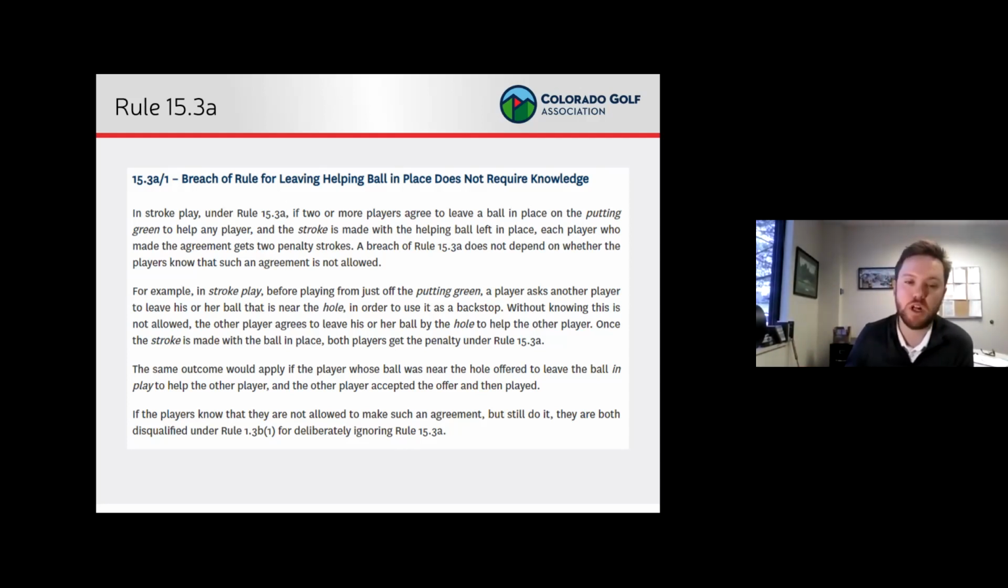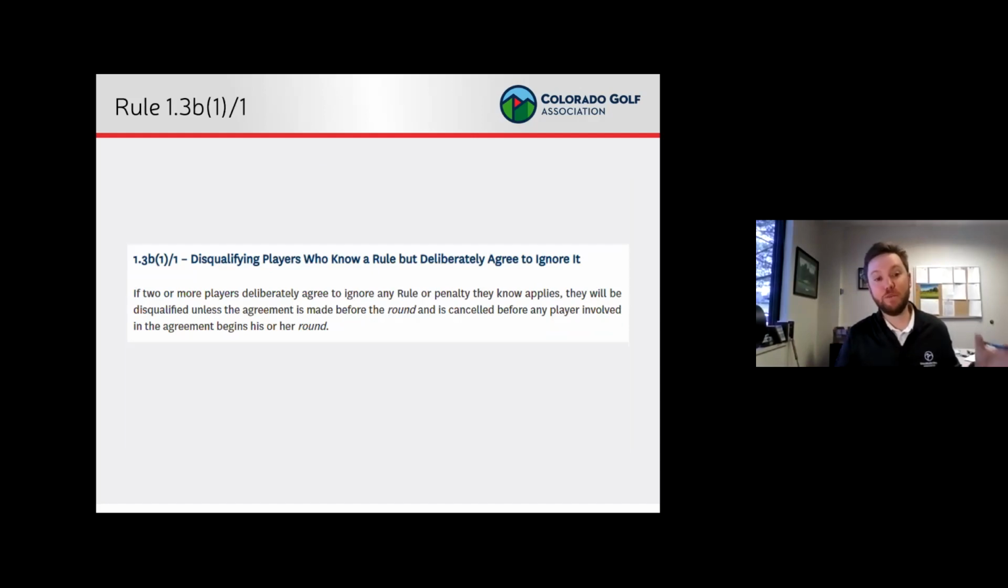And now you're going to be disqualified under Rule 1.3b. Looking at that, 1.3b, let's break it down a little further. In 1.3b(1), if two or more players, again, with this situation in mind, deliberately agree to ignore any rule or penalty, then it applies. So agree to ignore any rule, 15.3, they will be disqualified unless the agreement is made before the round and is canceled before any player involved in the agreement begins his or her round.